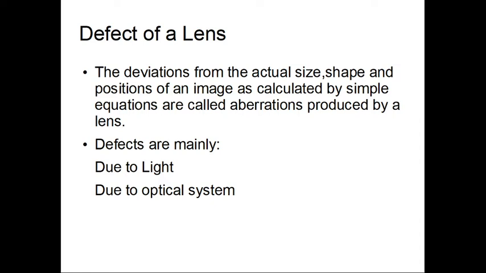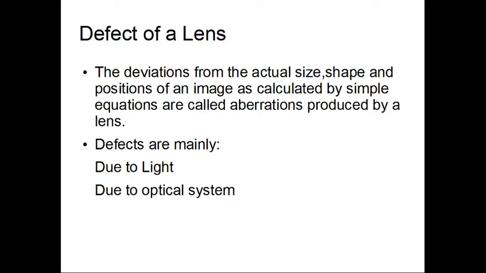And these aberrations are mainly of two types: those due to light and those due to the optical system. Due to light, we get chromatic aberration, where the defect appears as multicolored. And due to the optical system, we get defects due to monochromatic light. This is divided into many types of aberrations. We will discuss spherical aberration, astigmatism, distortion and curvature.